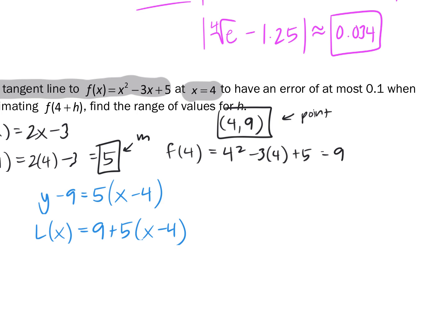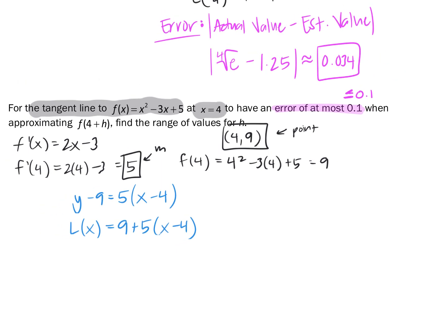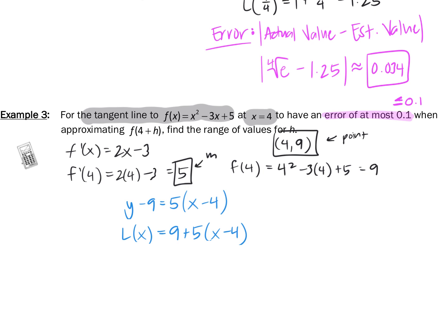And now where the tricky part comes in a little bit here is it's asking us, when is the error going to be at most 0.1? At most meaning what? Can it be bigger? Can it be less than? It can be less than or equal to, right? So we're thinking, when is this going to be less than or equal to 0.1 when we are approximating f of 4 plus h. We're going to find the range of values that we can plug in for h that would actually give us an error of at most 0.1.